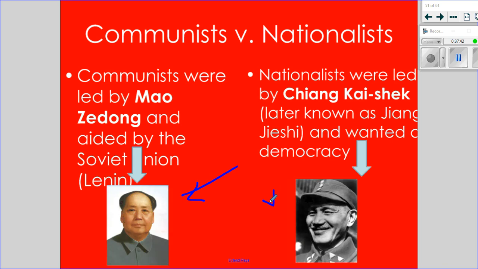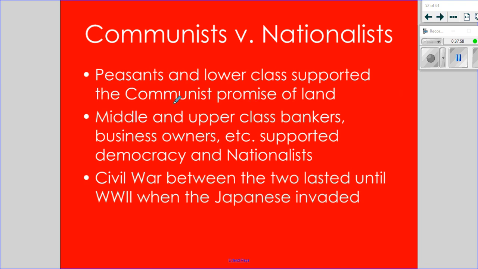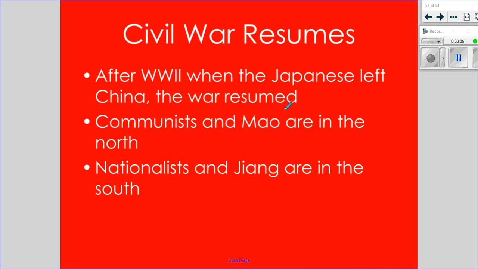The nationalists were led by Chiang Kai-shek, all right, and wanted a democracy. The peasants and lower classes supported the communist promise of land, while middle and upper class bankers and business owners supported democracy and nationalists. And so the Civil War went on until World War II, when the Japanese invaded, and the larger threat was the Japanese invasion. So after World War II, when the Japanese were gone, the war resumed. And eventually, the communists under Mao, who were in the north, continued to fight the nationalists under Chiang Kai-shek in the south.